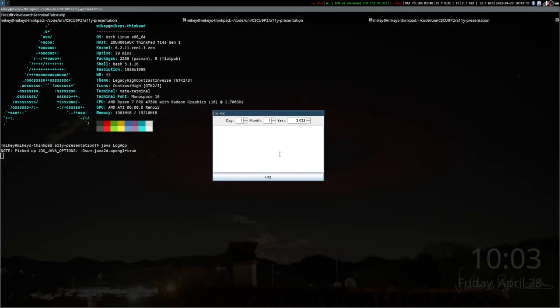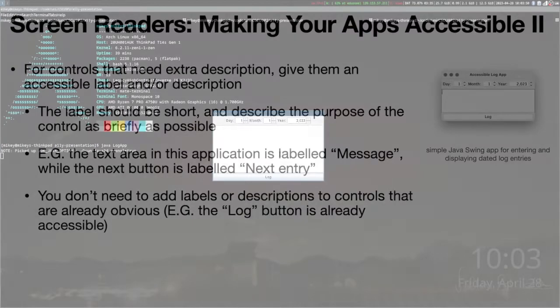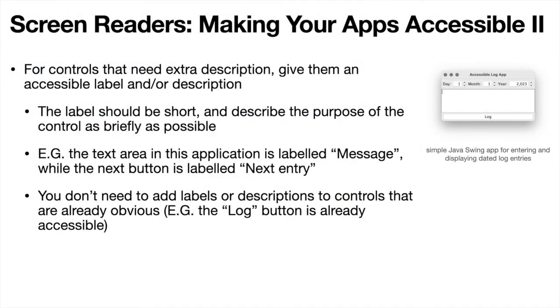With the application running and the screen reader on, the first problem I notice is that other than the log button here, basically everything else is unlabeled if I tab through them. Push button, one text, one text, 2023 text, 2023 text. To fix this problem, we should add accessible labels to controls.